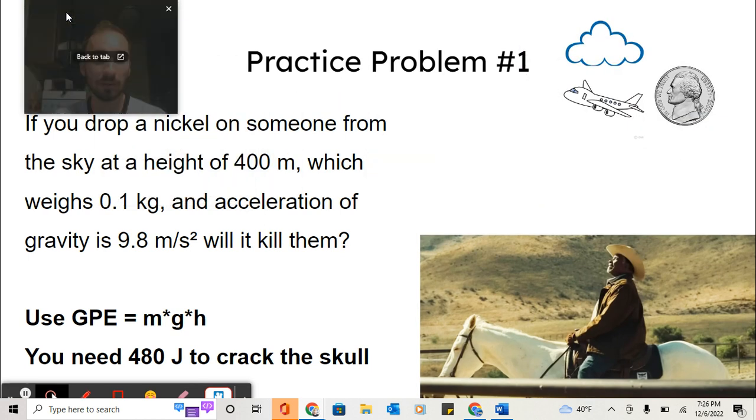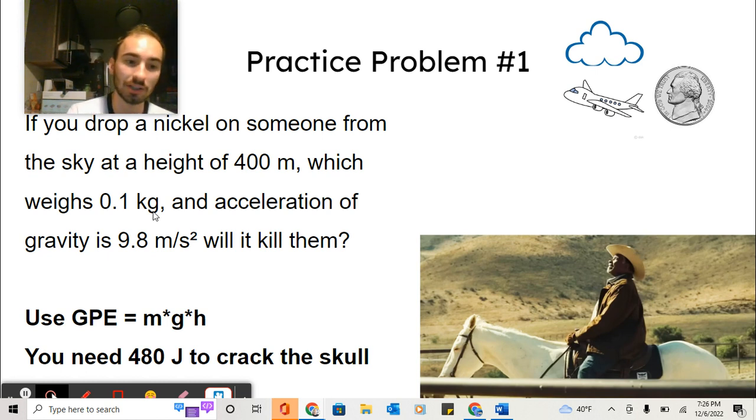So, we're going to do a practice problem. If you drop a nickel on someone from the sky at a height of 400 meters, which weighs 0.1 kilograms, and the acceleration of gravity is 9.8, will it kill them? Hint, you need 480 joules to crack the skull. Okay? So please calculate the gravitational potential energy of the nickel and figure out, will it crack a skull if it falls on you? Okay?